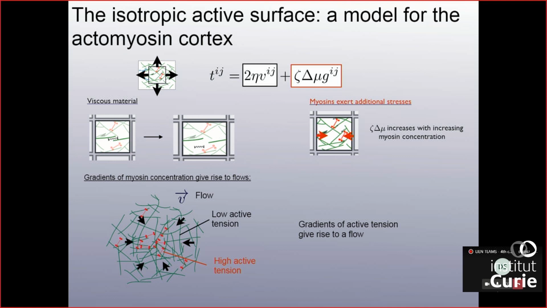stresses. Okay, a simple picture is, let's imagine that we have a piece of this cortex, of this actomyosin network, and we have more myosin molecular motors in some region. According to this equation, they are going to generate a higher active tension, and therefore there's going to be a flow for these 2 terms to balance. And this flow is in principle going to be predicted by this constitutive equation.